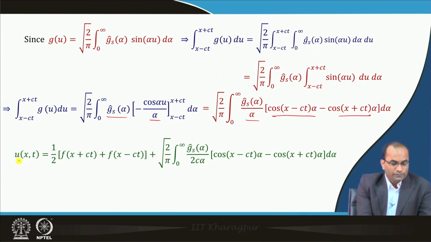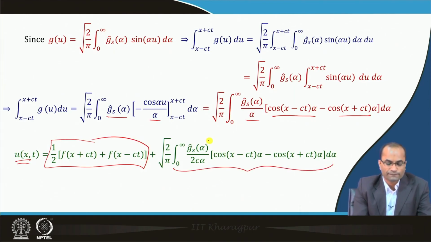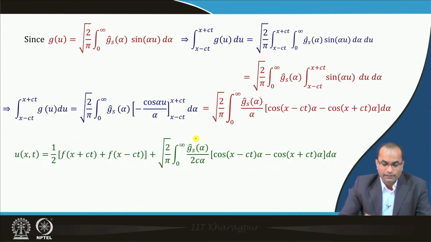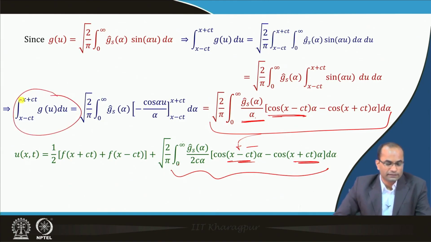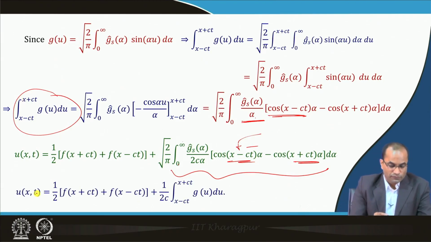And now, just get back to u(x,t). The first term, as we discussed, is fine, only the second term has to be simplified because of this g_s hat. If we look at this one, this is precisely the same term we need here: cos(alpha (x minus c t)) minus cos(alpha (x plus c t)), d alpha. We have the integral over g_s hat alpha over alpha, integration over 0 to infinity. So, all of this can be replaced by the integral of g(u) from x minus c t to x plus c t. So, this is what we have done now.